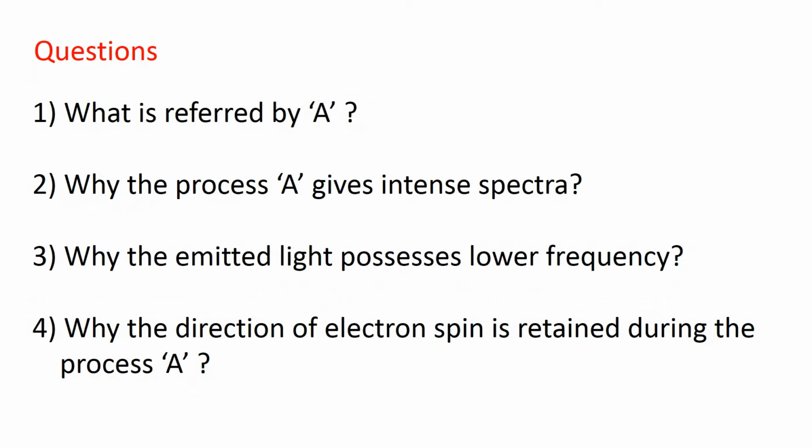Now let's see the questions. The primary question, or question number 1, is what is referred by A? The other questions are: number 2, why does the process A give intense spectra? Number 3, why does the emitted light possess lower frequency? Number 4, why is the direction of electron spin retained during the process A?